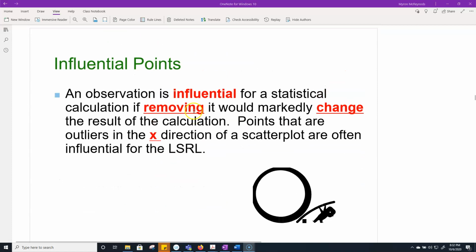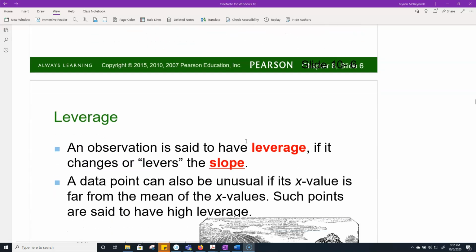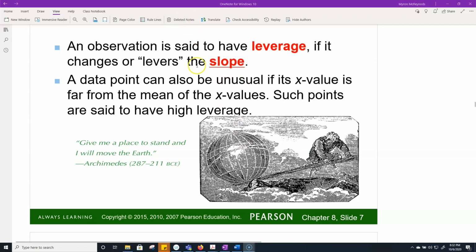An observation is influential for a statistical calculation if removing it markedly changes the result of the calculations, or if adding it markedly changes the result of the calculations. Points that are outliers in the x direction are often influential for the regression line. If you have a big outlier in the x direction, it causes big changes to the line. It causes your predictions to be a lot less accurate if that happened to be inaccurate. If that one outlier needs to be thrown out, it can really mess up your data. They call it having leverage if it levers the slope. If you change the slope of the line a lot, they call that having leverage.